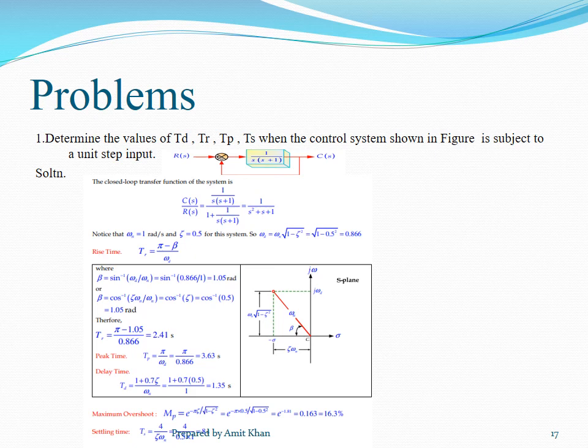Similarly, we can get peak time by using the formula Tp equals pi by omega d, and we can get delay time by using the formula Td equals (1 plus 0.7 zeta) divided by omega n. Similarly, we can also get the maximum peak overshoot and settling time by using the corresponding formulas.